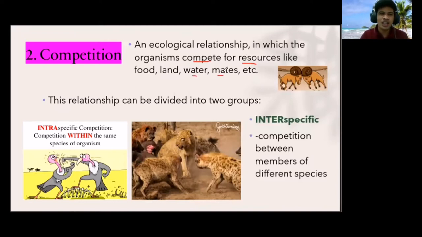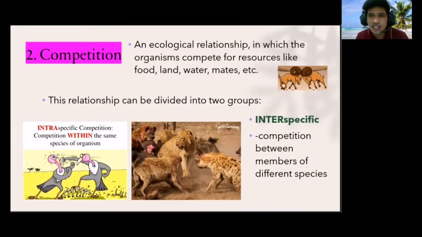They are fighting, okay? And there are two kinds of competition. What are those? The first one is intraspecific. The second one is interspecific. Intra means between or within the same species, like the same bird. But when you say interspecific, it means two different species, like the lions and the hyenas. The lions and the hyenas are fighting for food. It means that it is interspecific.